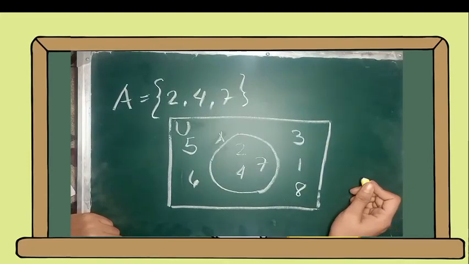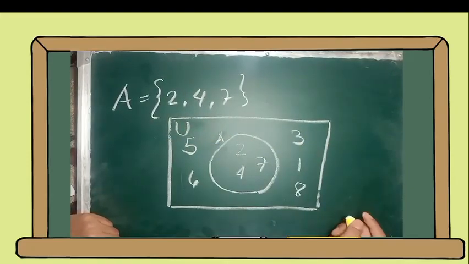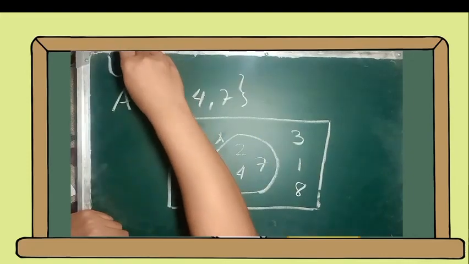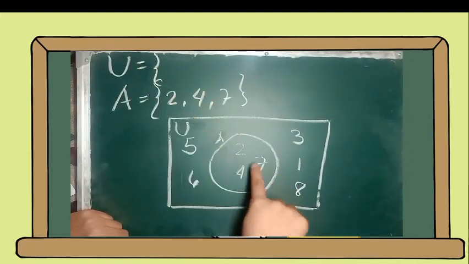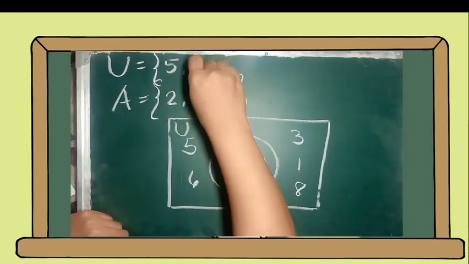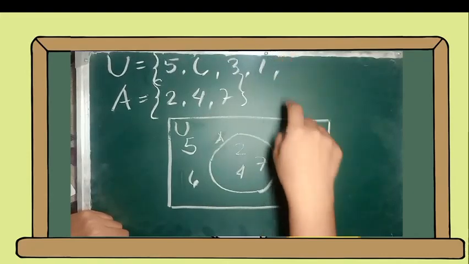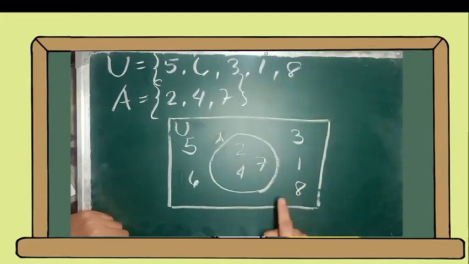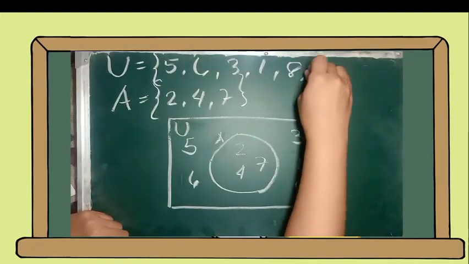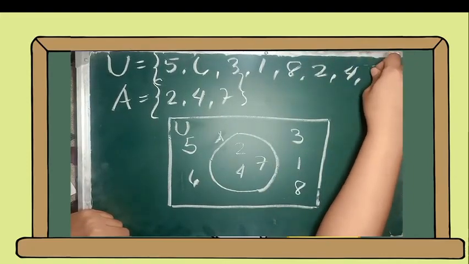At yung universal set mo naman ay lahat ng nasa loob ng rectangle, which is 5, 6, 3, 1, 8, 2, 4, 7.